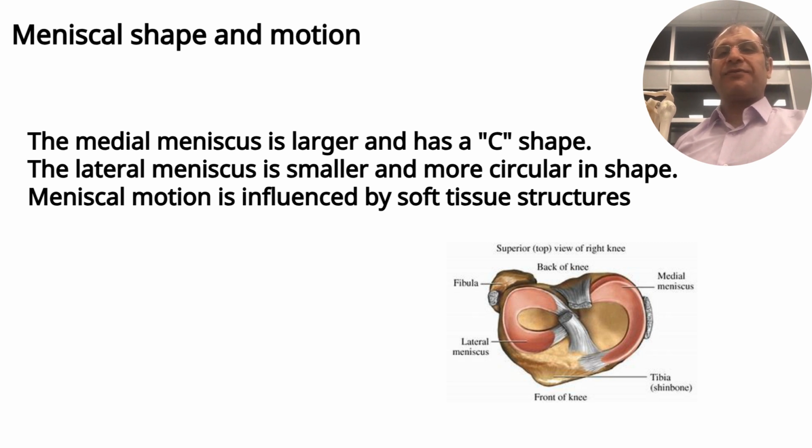Meniscal motion is influenced by soft tissue structures. The medial meniscus is pulled posteriorly during flexion by the semimembranosus muscle and the ACL, while it is pulled anteriorly during extension by the medial meniscopatellar ligament. The MCL and fibrous capsule also help stabilize it.